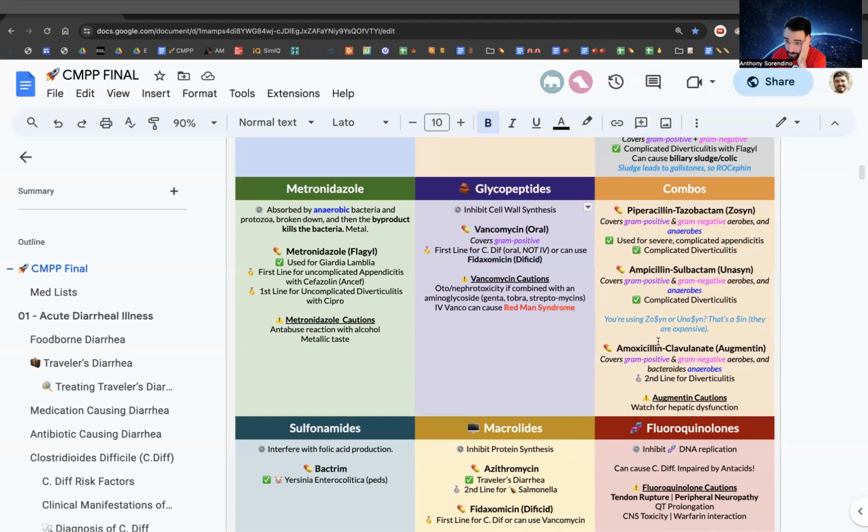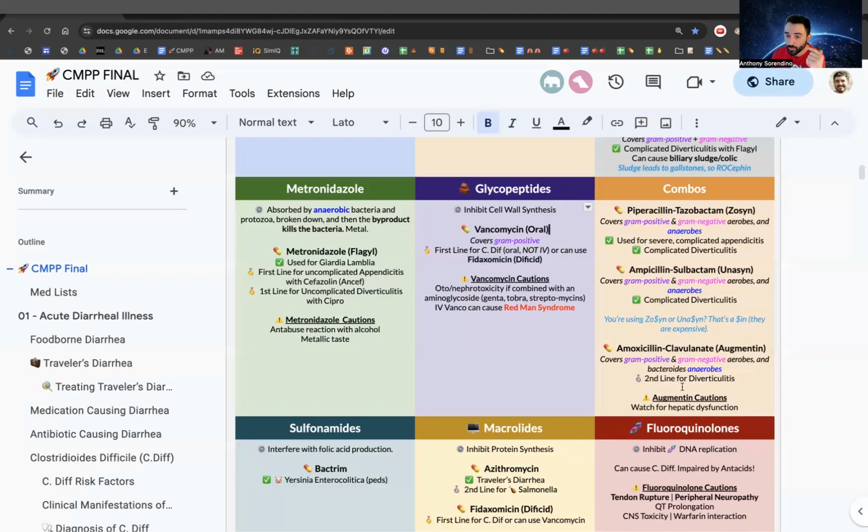Okay, let's talk about the combos. So we have piperacillin, tazobactam, Zosyn. Every combo here, Zosyn, Unasyn, Augmentin, they cover everything. They do gram-positive, gram-negative, aerobes, and they do anaerobes. So they cover everything. Okay, piperacillin, tazobactam. This is Zosyn. We're going to use this for severe, complicated appendicitis. All right, so after Flagyl, if that doesn't work, then we're donezo, right? We come in with the Zosyn and we're donezo.